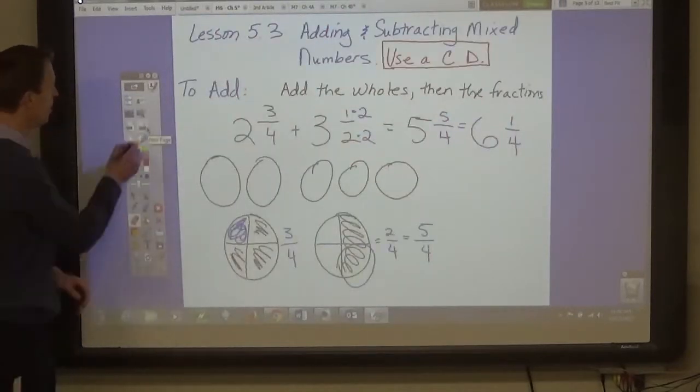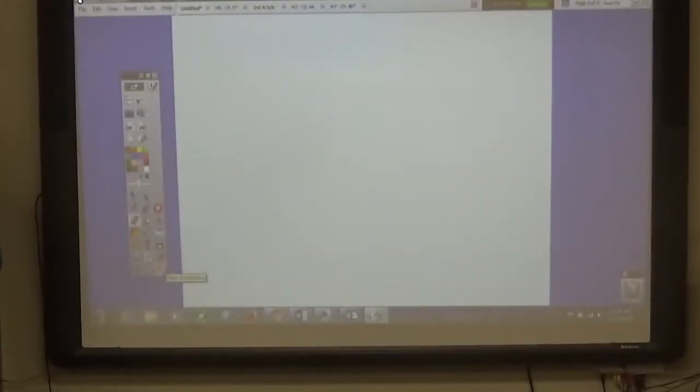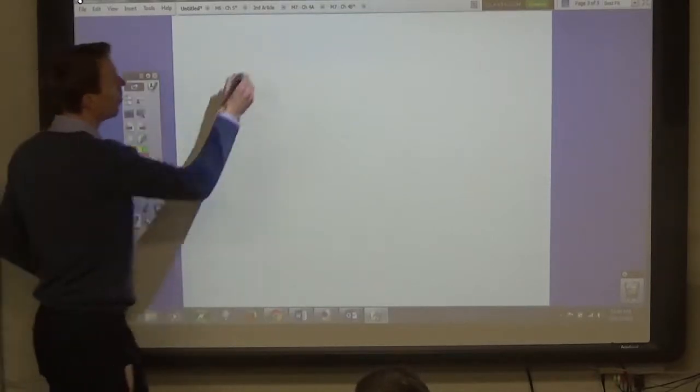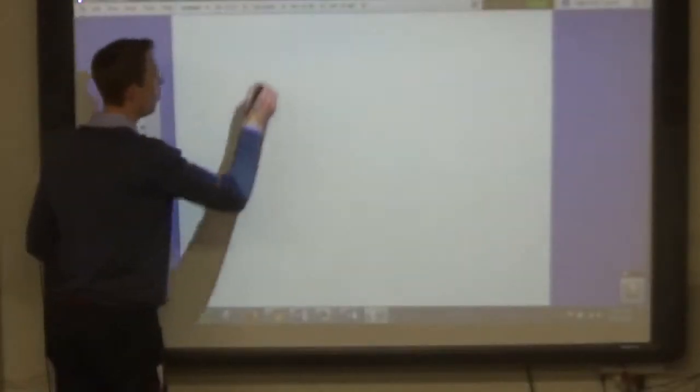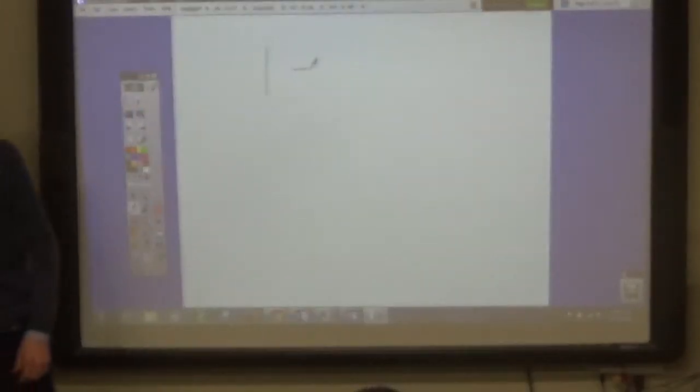Let's go to our assignment in the book. Page 142. What if we have one whole, and we need to take away 3/8?